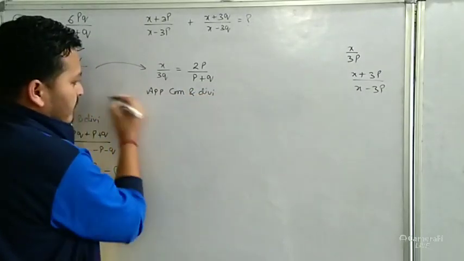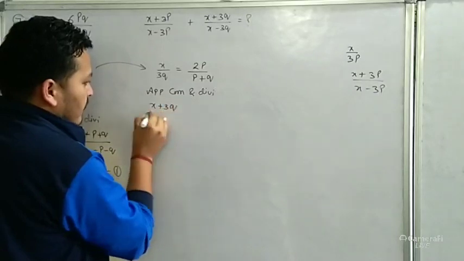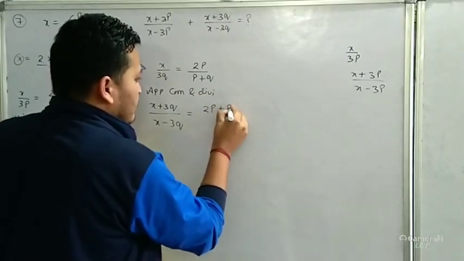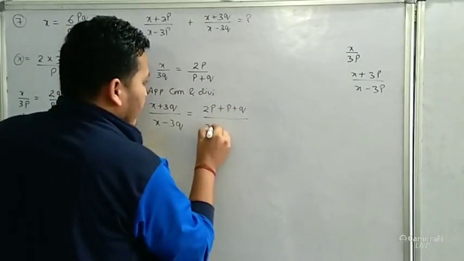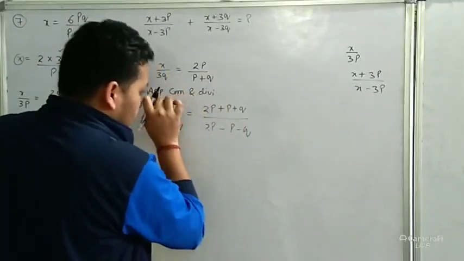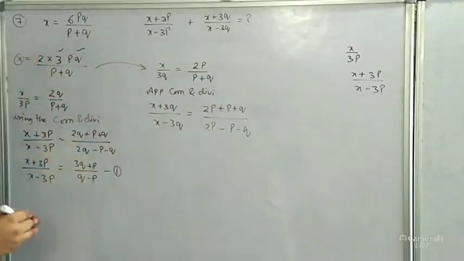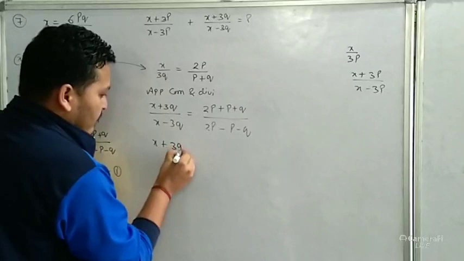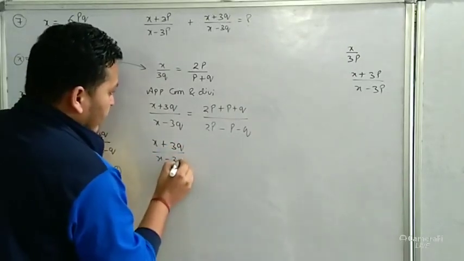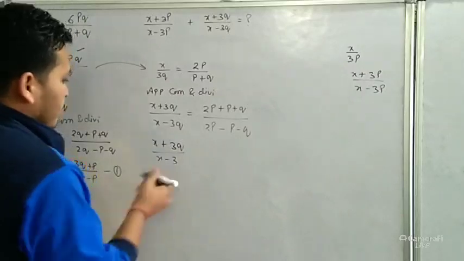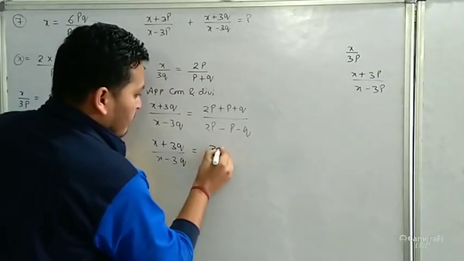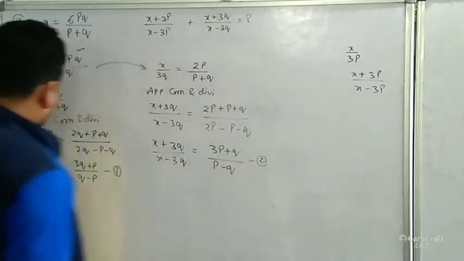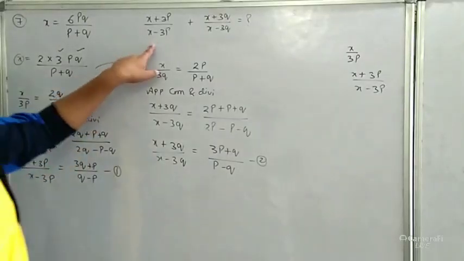When we apply componendo and dividendo here, x plus 3q upon x minus 3q is equal to, similarly on the right hand side, 2q plus p plus q upon 2p minus p minus q, because the minus sign is coming here, then minus multiplies with the whole bracket. So finally x plus 3q upon x minus 3q is equal to 3p plus q upon 2p minus p minus q. Equation number second. So we have obtained the value of the first part and second part.